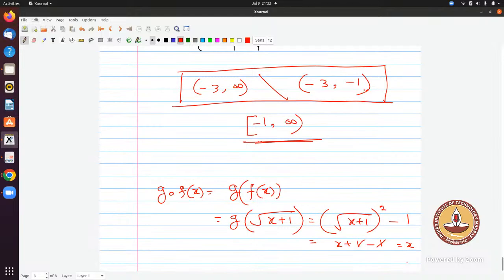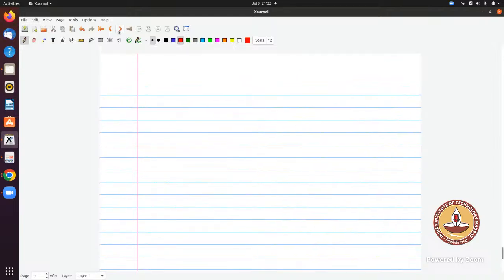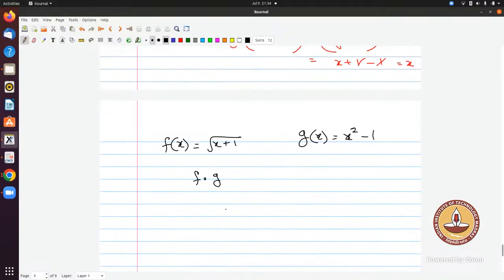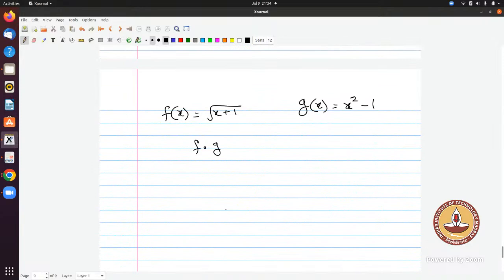Yes. Okay. Now what is f compose g for the same function? Can we calculate it? f compose g. So remember f was square root of x plus 1, and g was x square minus 1. What is f compose g? And we have to also find what is this function and what is the domain of f composite g. The mod x. Okay, so let's try to find it.